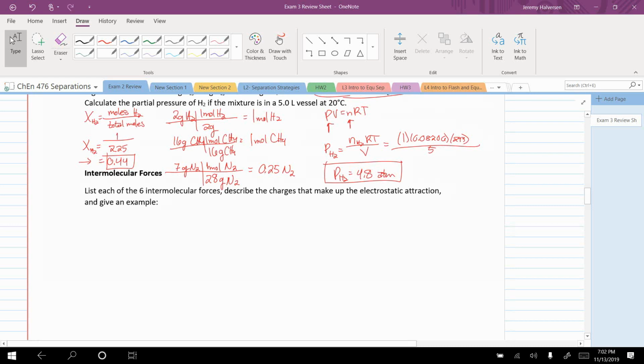Yeah, so that 0.44, that's the mole fraction. That was the mole fraction, not the moles.